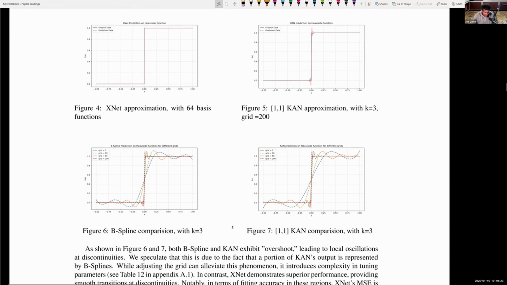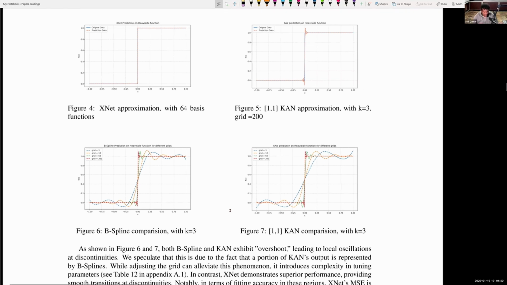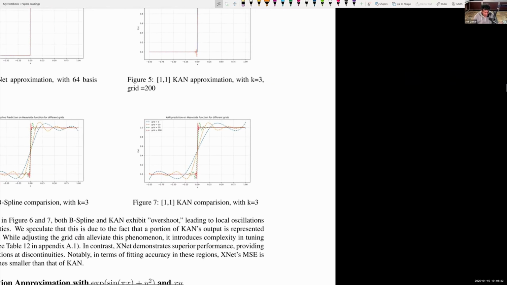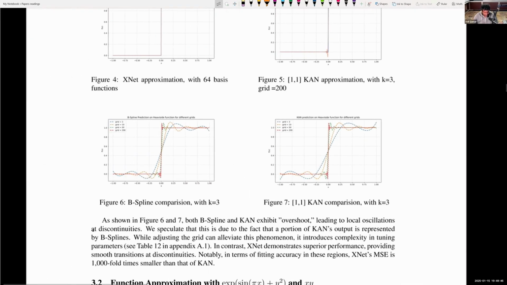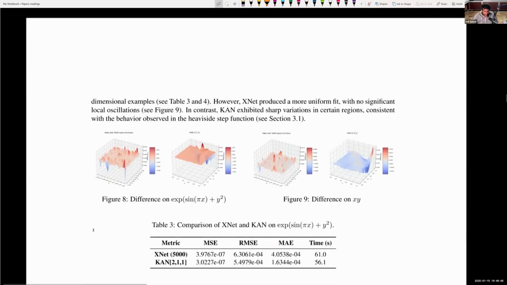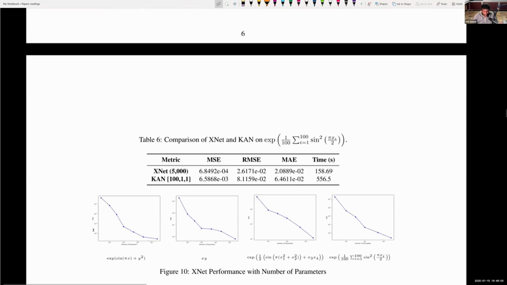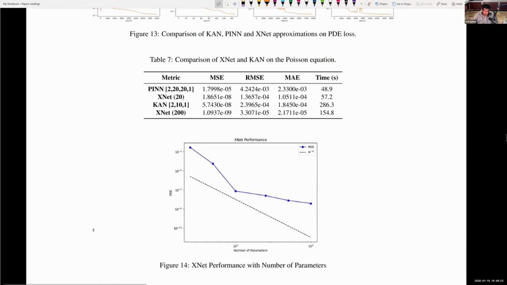And this is shown for different types of KANs also. In KANs also there are a lot of flavors. There are B-spline KANs, there are Chebyshev polynomial based KANs, there are wavelet based KANs. So they compare against all those, and in all cases the XNets perform much better. Okay, so that's pretty much this paper.